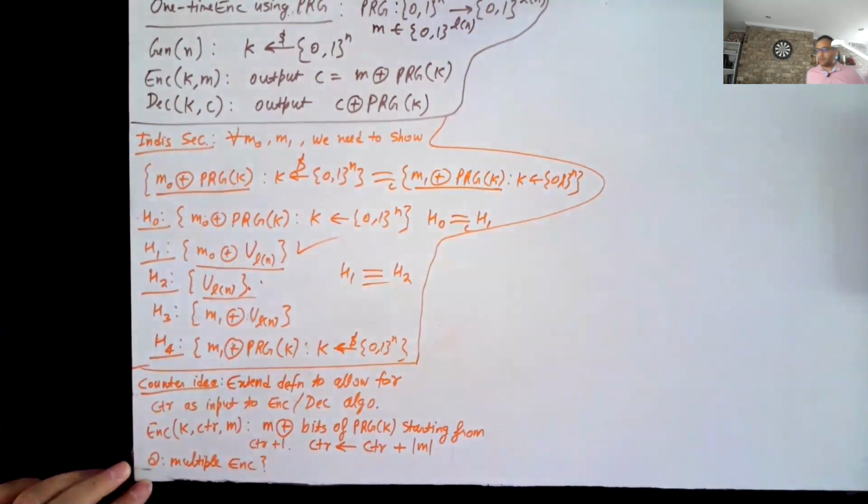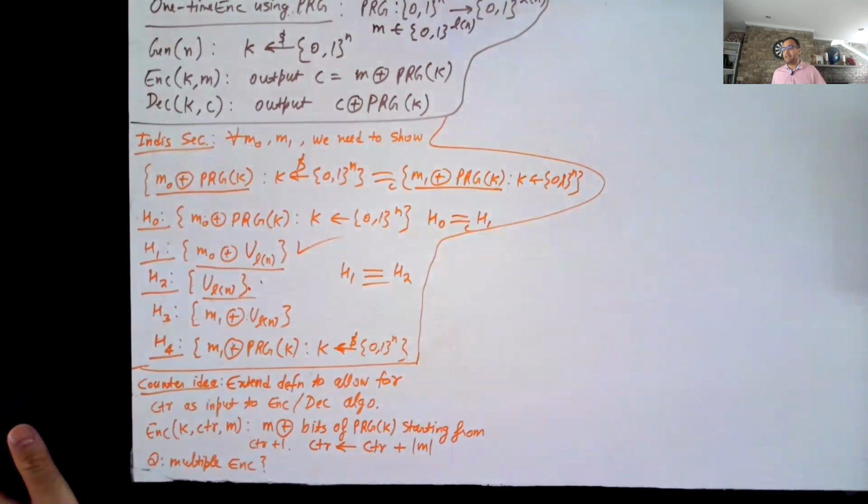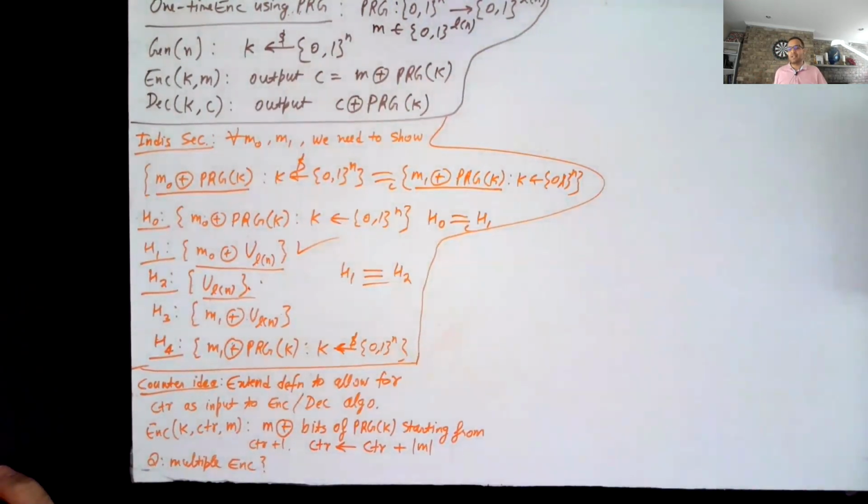So that's question number one, right? If there are multiple encryptors, you need to make sure that the same counter is not used more than once. And in distributed computing, keeping a synchronized value across multiple different machines is a notoriously hard problem.